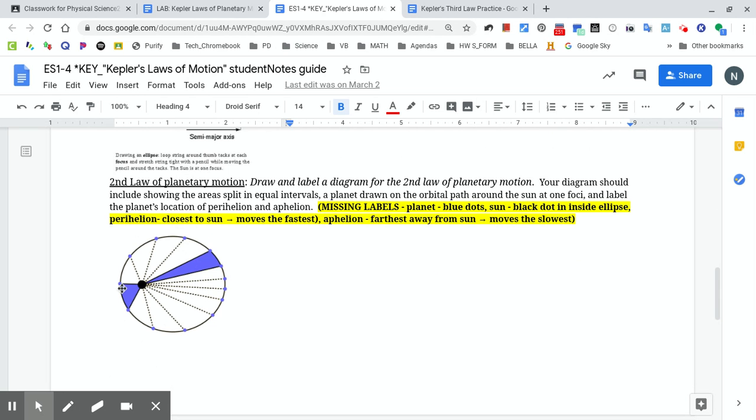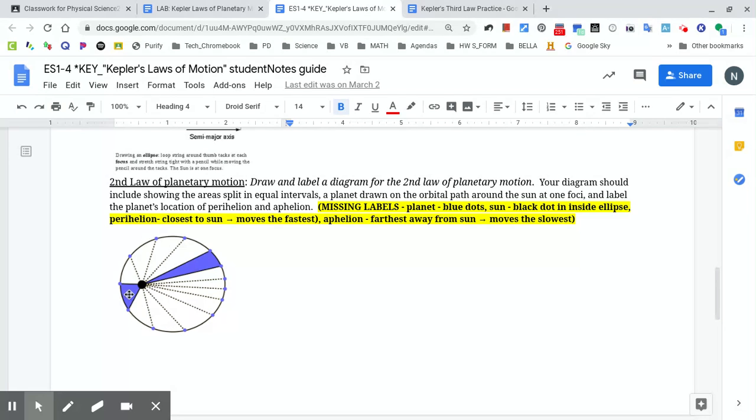So these little blue dots, that would be your planets. You can label that the planet. See, so the planet is the blue dots, the sun is the black dot, so you could label that if you wanted to. And then it's just showing as it goes around, it's just connecting, like it said, a line from the planet to the sun. So that's what those are. And then it's showing that the amount of space is equal areas, equal time. So we'll talk about that too.